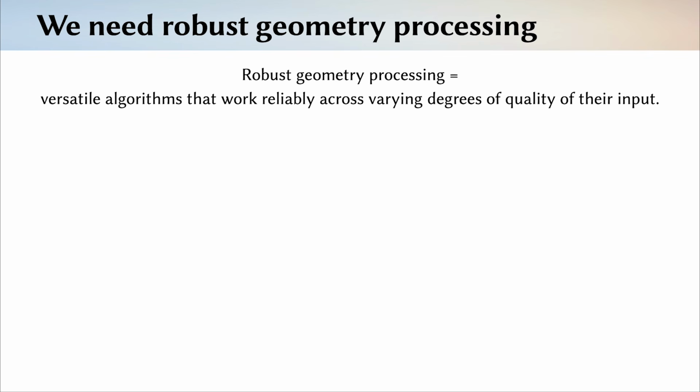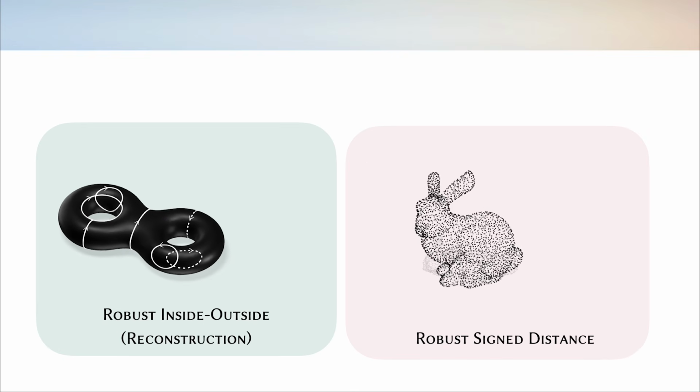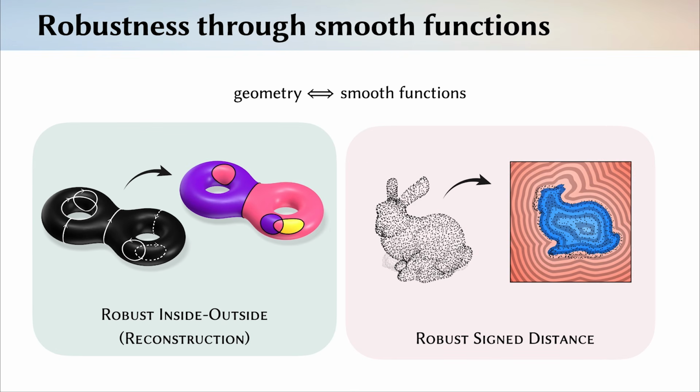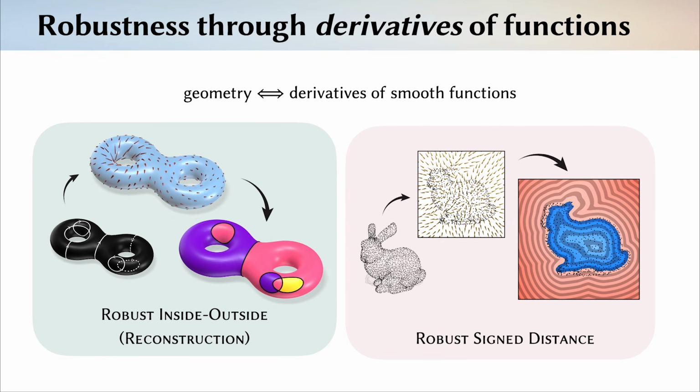So during my PhD, I've answered two geometric questions in a robust way, computing inside and outside and sign distance. A theme is that we gain robustness by considering smooth functions that encode geometry. And while using functions to reason about geometry isn't really a new idea, I show how using derivatives of these functions gains geometric and topological information that you couldn't have otherwise.